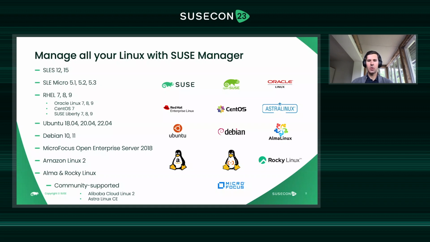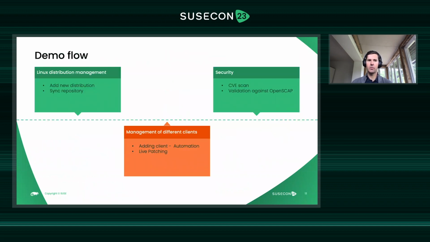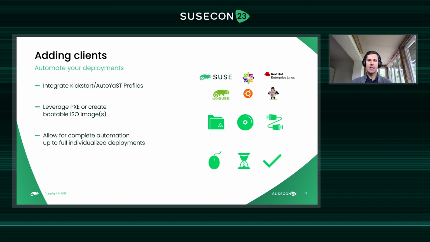And also on top of all of those, we have some Linux distributions like Alibaba or Astra Linux, which are community supported, meaning that there's no enterprise support. Nevertheless, our open source community is adding the support for SUSE Manager to be able to manage those distributions. That was a short summary of the Linux distribution management, but now let's move on to the management of different clients. And first, I would like to talk about adding new clients.